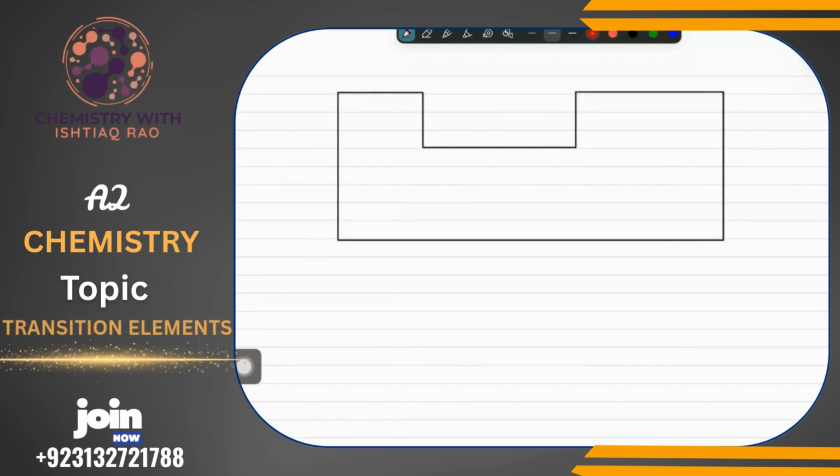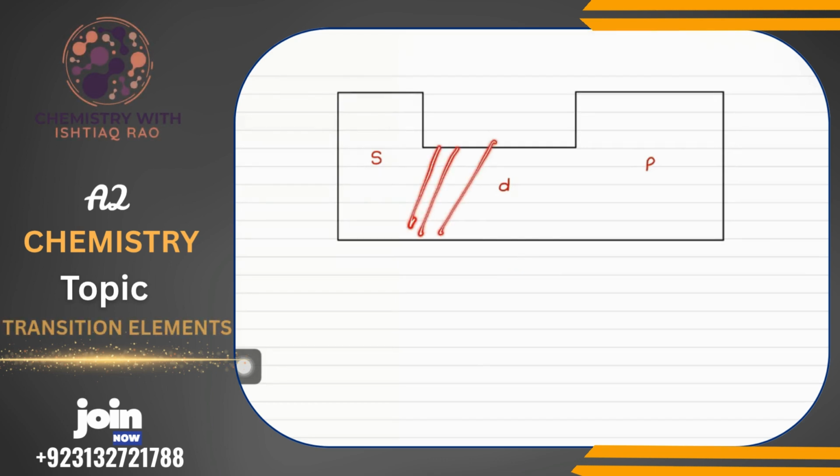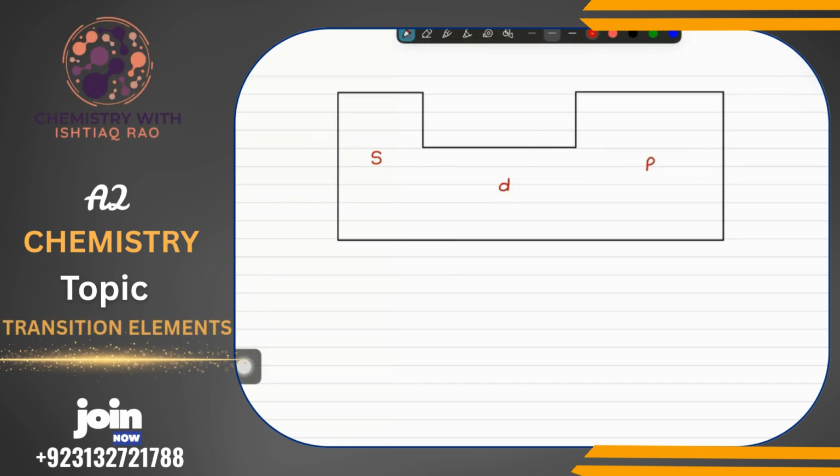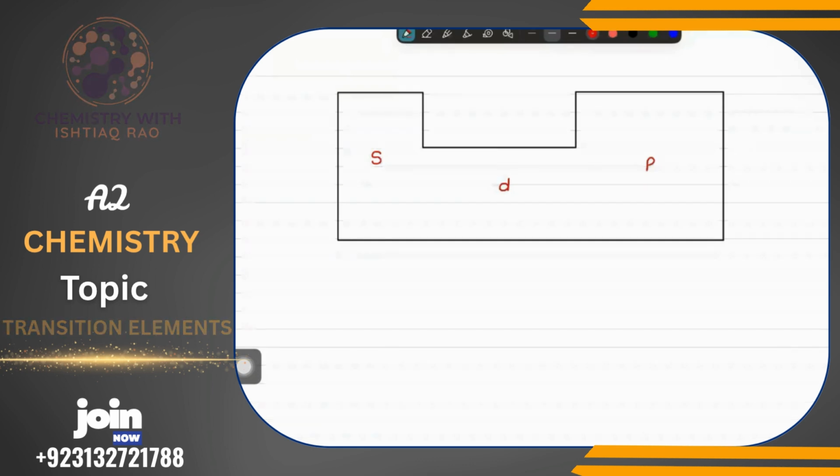Let's say this is going to be the P block elements and this is going to be D, and on the lower part of the periodic table, that's the F block elements, isn't it? So today we are going to discuss D block elements. More specifically, we will be discussing transition elements. We must know the difference between D block elements and transition elements.